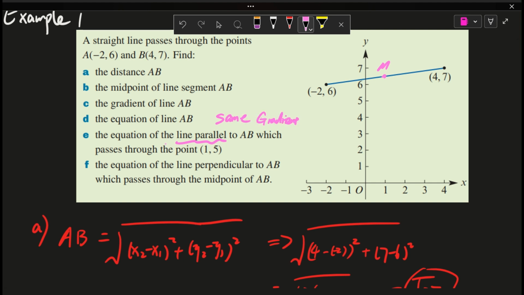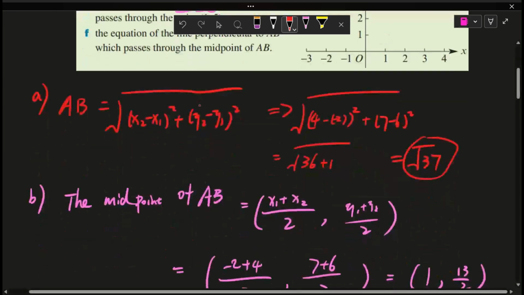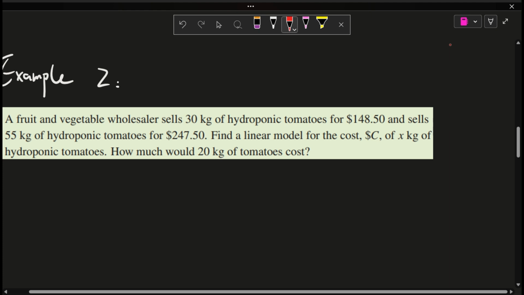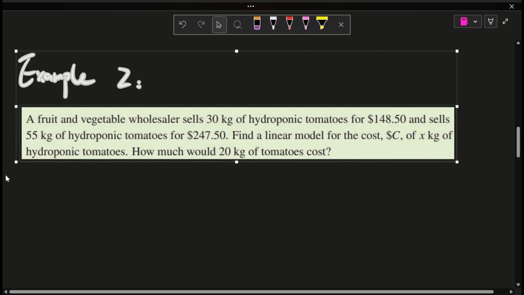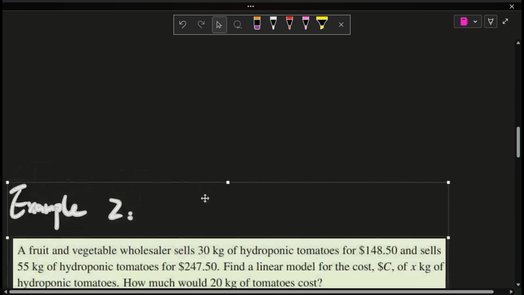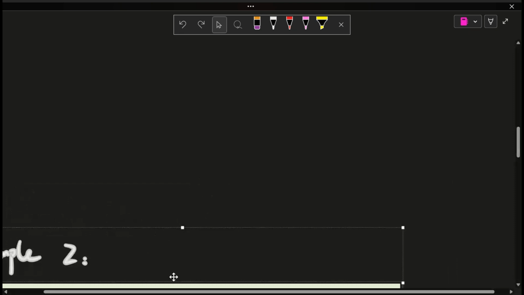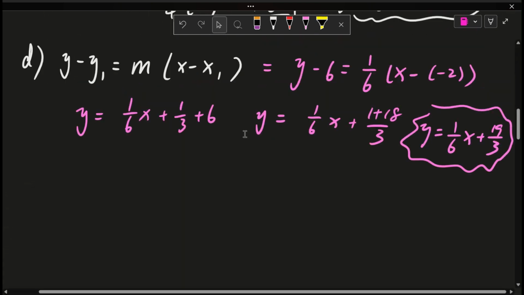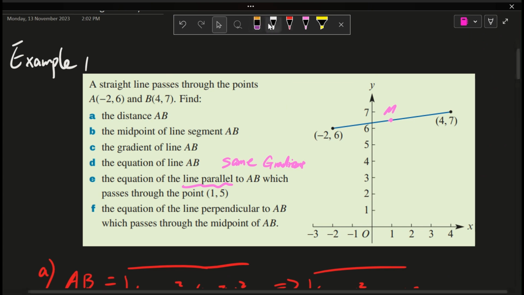Same gradient. Okay, your gradient is 1 over 6. So this time, let's go through this. I'll move example 2 a little bit downstairs to give more space. So, for example, question E.